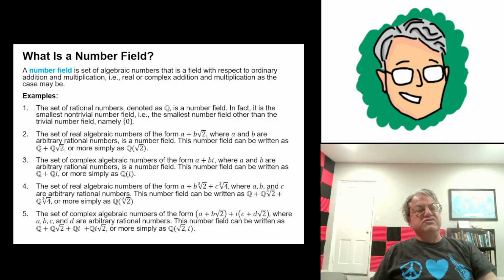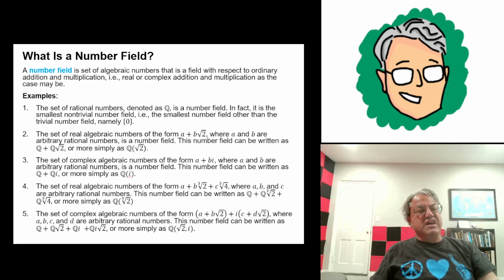Some number fields are subfields of the field of real numbers. Some other number fields are subfields of the field of complex numbers. And these are usually known as real number fields or either imaginary or complex number fields. And there are examples of both. And here are five examples. So the simplest example of a number field is just the field of rational numbers.